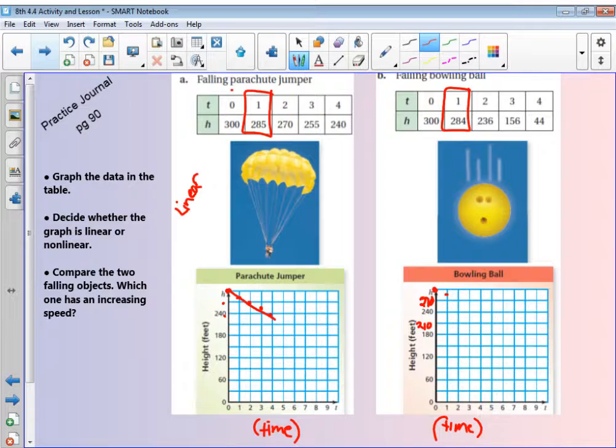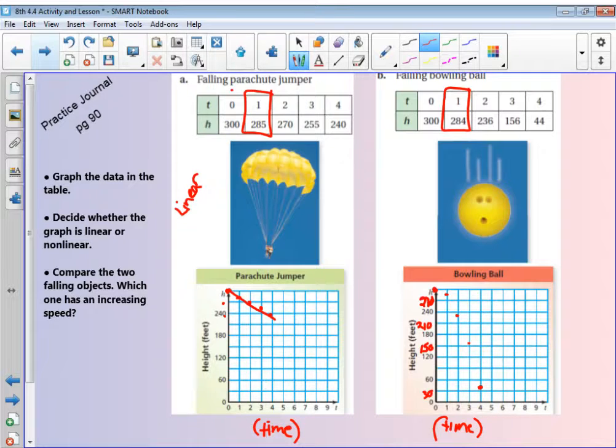Okay, so the next one, at 2 seconds, it was at 236. So over to 2, up to 236, you can see that's going to be just under our 240. Okay, at second 3, over to 3, it was at 156. So 150 is going to be this line here. So 156 is a little above that. And then at second 4, over to 4, up to 44. So this is our 30 block, right? So 44 would kind of be in the middle of that block and the 60 block. So somewhere in here.